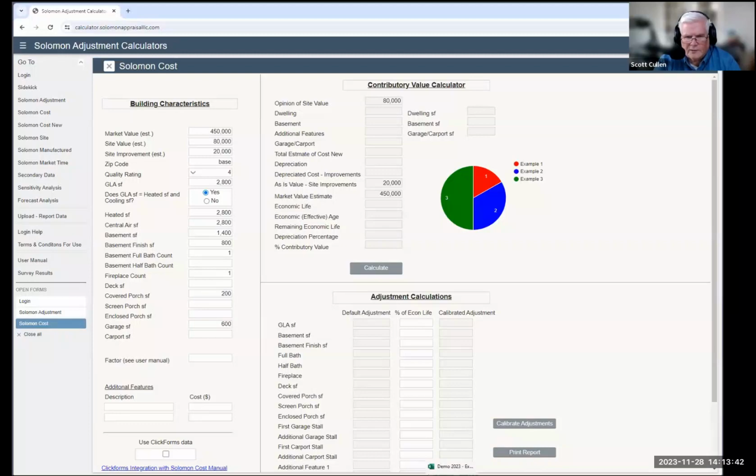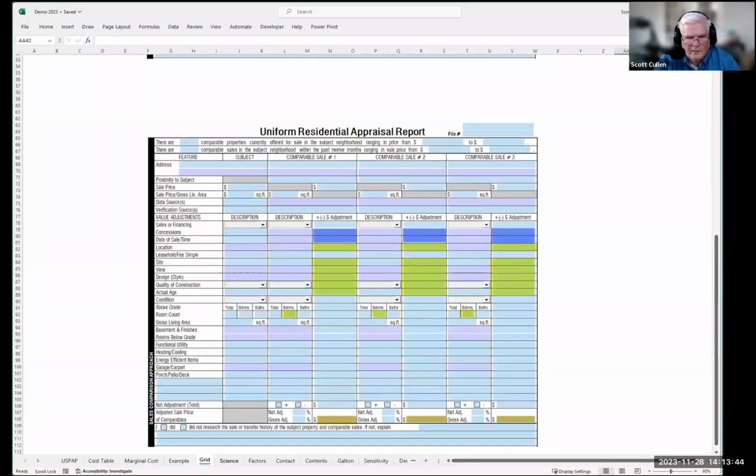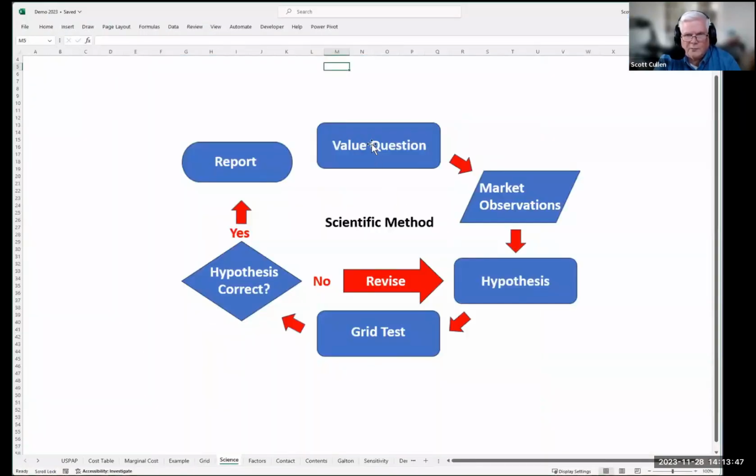And just a quick word about the scientific method. I've changed the words a little bit to reflect what we do as appraisers, but we start with a value question, then we make observations, and that is the idea of driving by the comparables to see how they're set on the lot and so on. And we measure the subject, we take interior photos, we go back to our desk, and we look at the interior photos, and by that time, we're ready to develop a hypothesis of value. That's that 450 in this case.